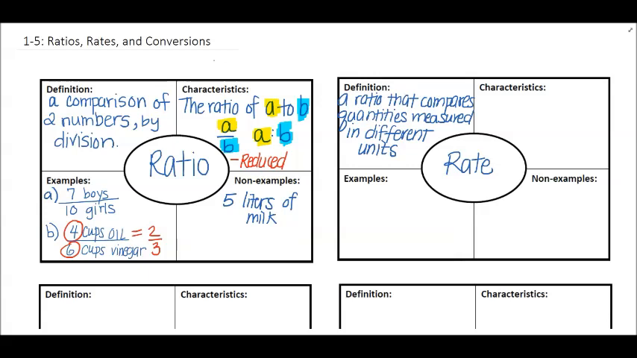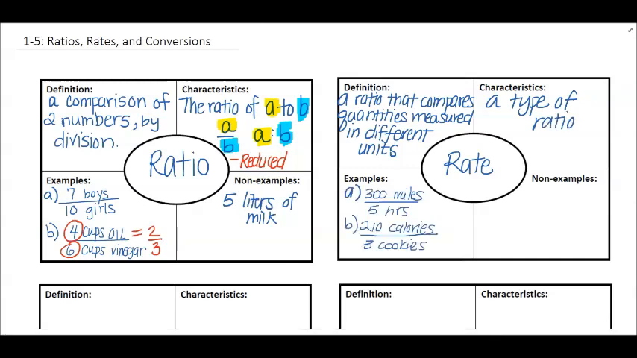A rate is a specific type of ratio that compares quantities measured in different units. So when I say units, I could be talking about cups, tablespoons, inches, feet, gallons, that kind of a thing. As far as characteristics, it's just helpful to keep in mind that this is a type of ratio. Okay, so let's look at some examples.